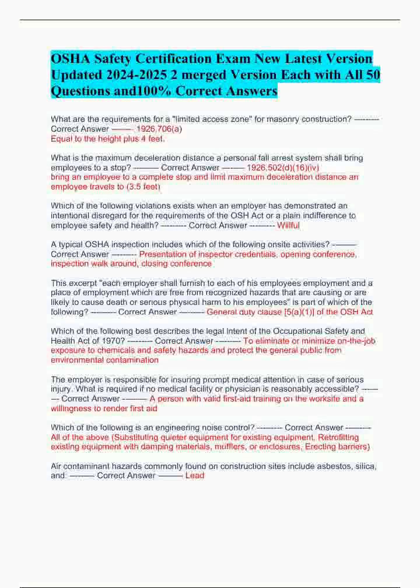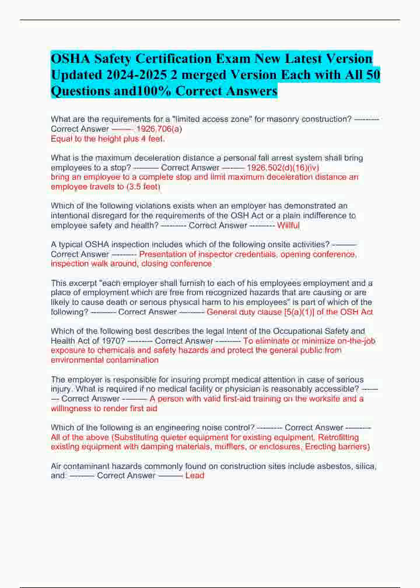Which of the following best describes the legal intent of the Occupational Safety and Health Act of 1970? Correct answer, to eliminate or minimize on-the-job exposure to chemicals and safety hazards and protect the general public from environmental contamination.